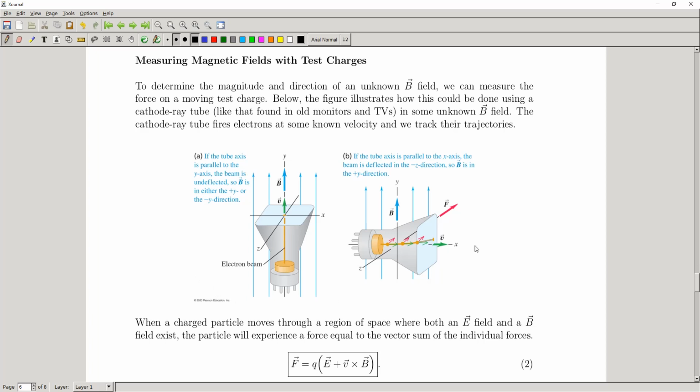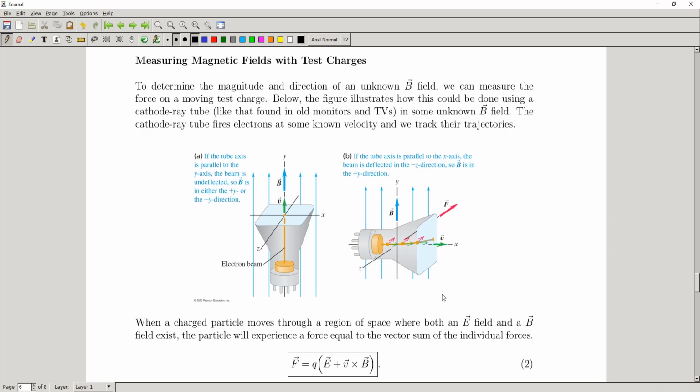What do we have here? We have an old cathode ray tube. Cathode ray tubes are like the things that would make up old computer monitors. You remember the big chunky monitors, or old TV sets that aren't flat screens, but are like the old school ones where they used to have the big cathode ray tubes inside.